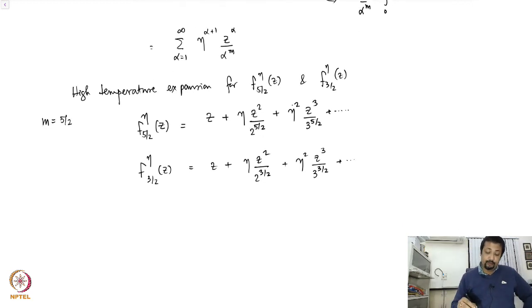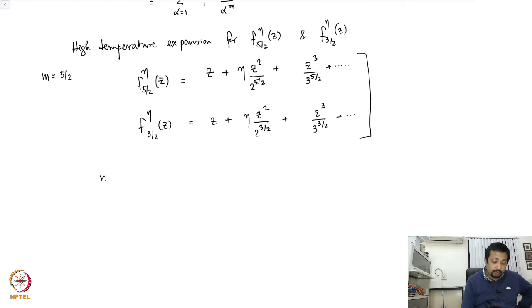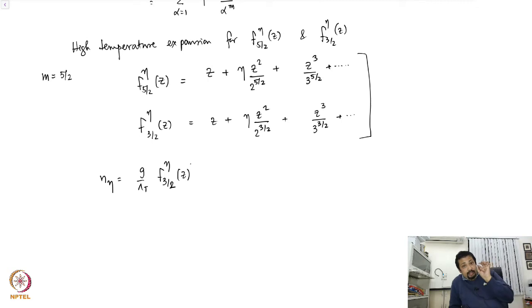Since eta square is equal to 1, I can as well remove the eta square from here. We are going to use these two high temperature expansions of this function f. Now I know that n eta was g over lambda t f 3 by 2 eta of z, and the idea is to determine z, the fugacity, from this equation.